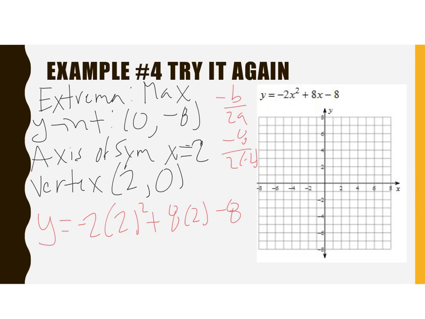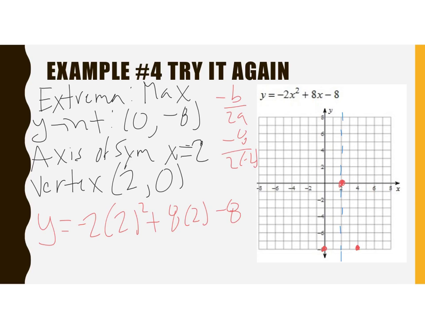Pause and try to graph as many of the points as you can, using the table on your graphing calculator to fill in the missing parts. Vertex is at 2, 0. Knowing that my axis of symmetry is going to cut it in half. Y-intercept is at 0, -8, so I also have its symmetrical point for -8.